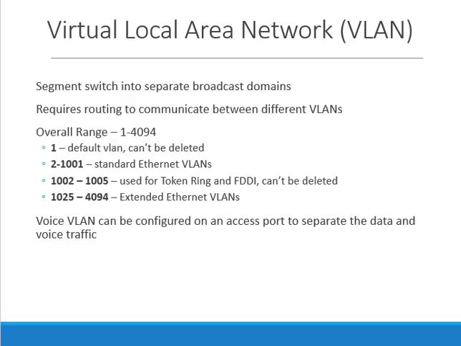And then we have our extended Ethernet VLANs of 1025 to 4094. I don't find that we use them a lot. Maybe for private VLANs, but I haven't personally used them a lot. Generally, 2 to 1001 works pretty well. And then we have another option.